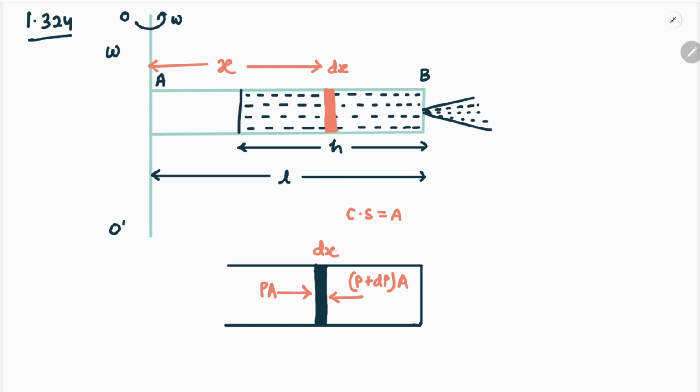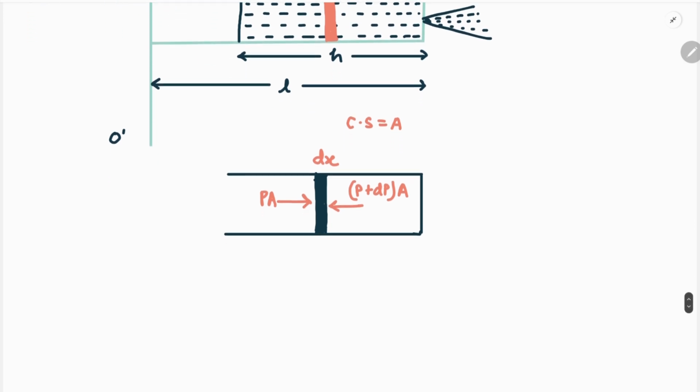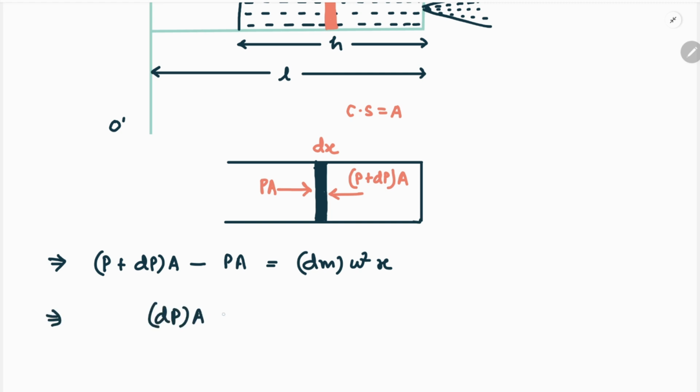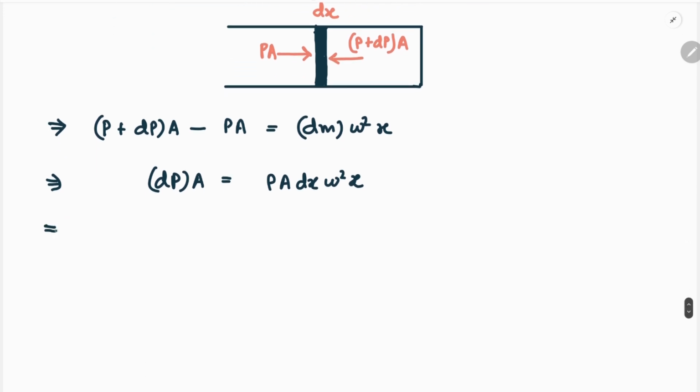Now the net force is balanced by m omega square r. So we can say that the net force on this elemental patch, P plus dP multiplied by area A minus PA, is equal to dm omega square x. So dP multiplied by area A is equal to rho A dx omega square x, and hence dP is equal to rho omega square x dx.